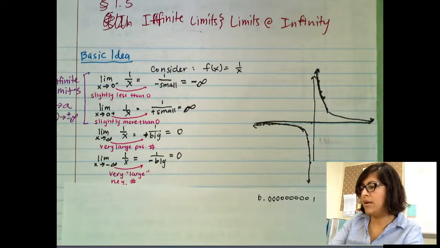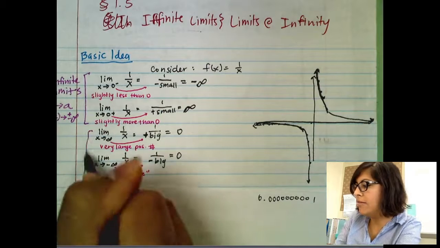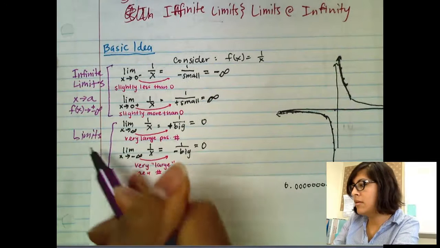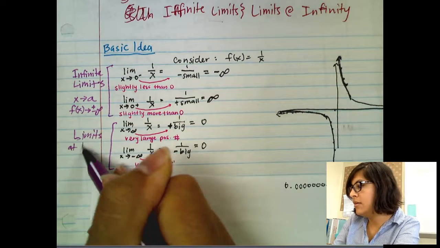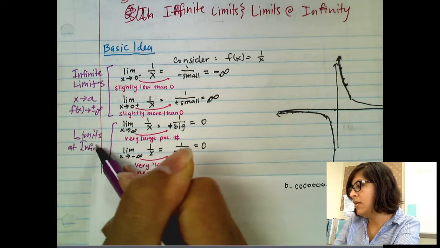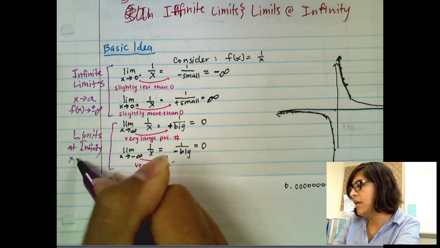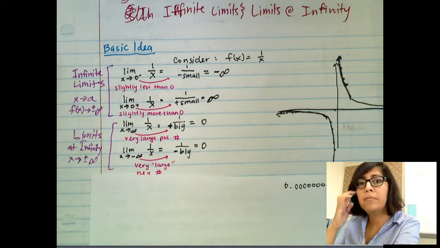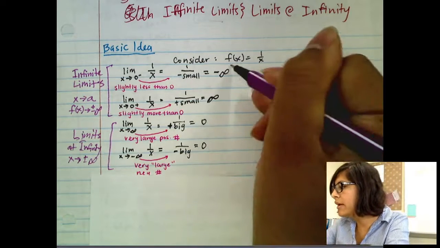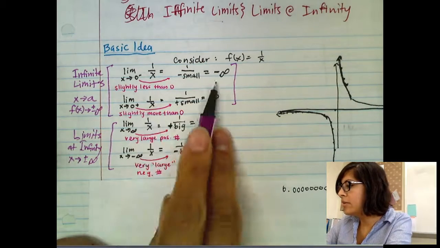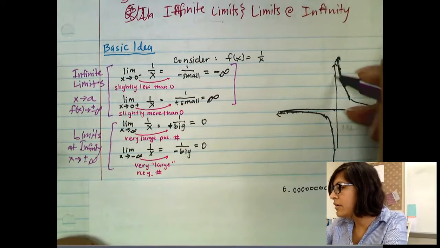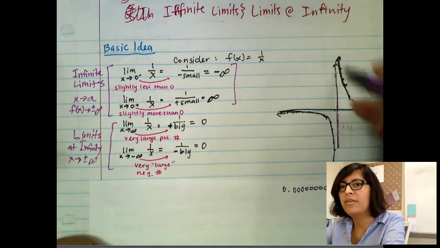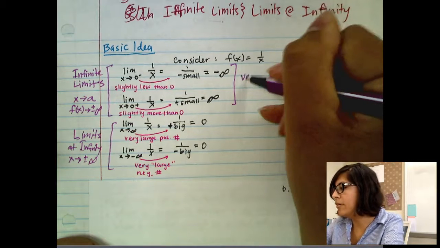Here, I didn't write it down. These are what we call limits at infinity. This is when x goes to some positive or negative infinity value. What this one told us is that as we got closer and closer to this 0, the numbers went from negative infinity to positive infinity. When this happens, this is where our vertical asymptote was.